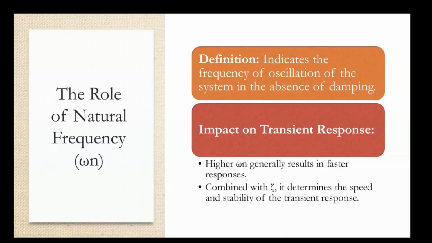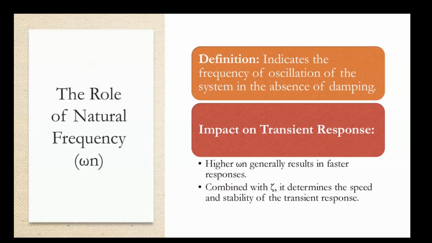The role of the natural frequency of oscillation, omega n. This indicates the frequency of oscillation for the system in the absence of damping. So the frequency at which the system oscillates is given by this natural frequency of oscillation, omega n. So this has some impact on the transient response of the system.